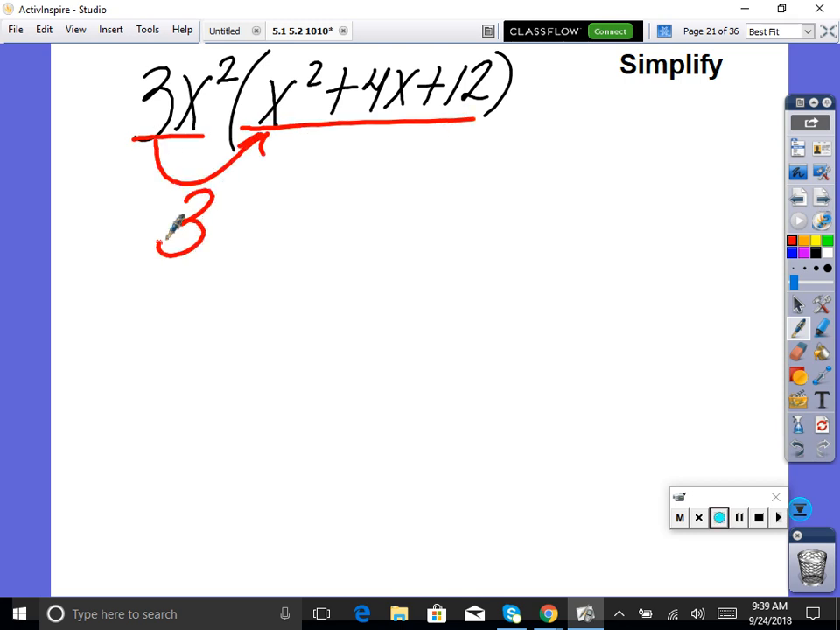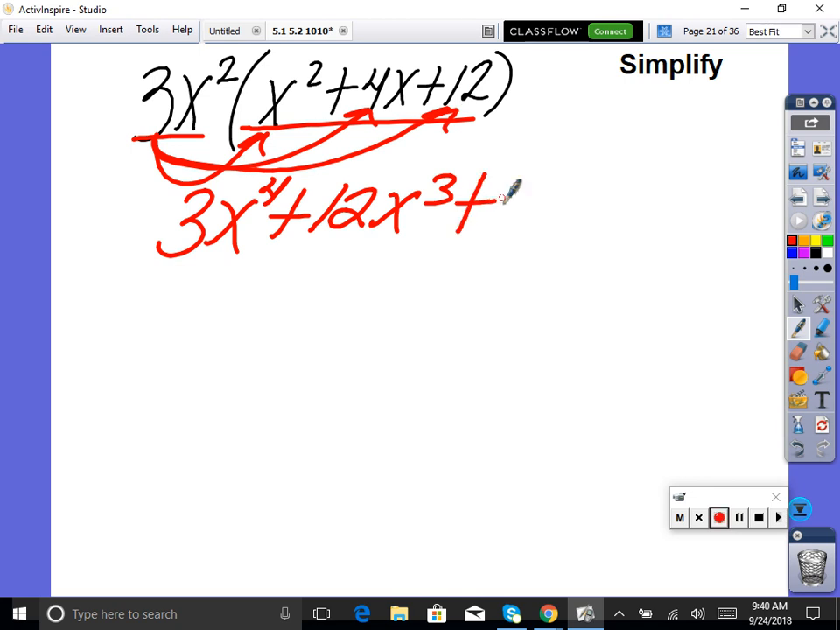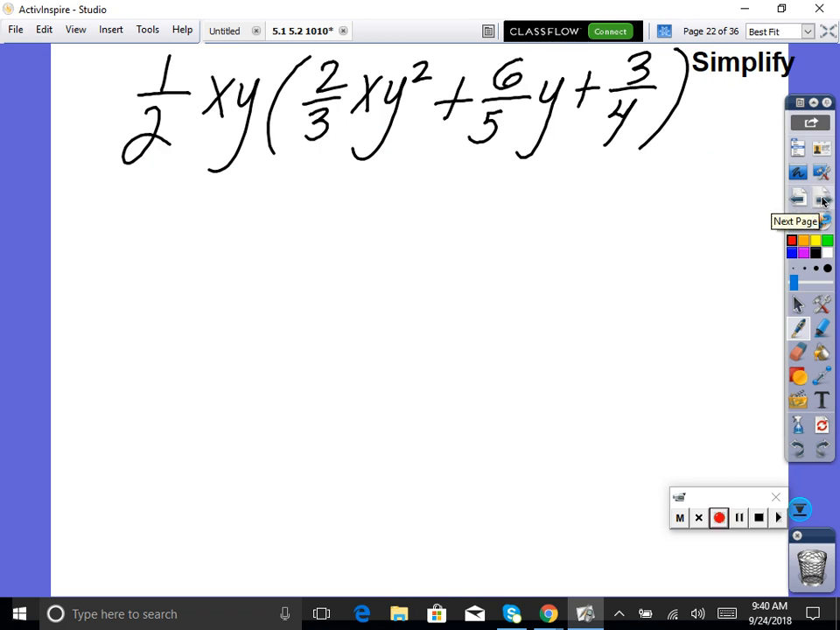3x times x squared is 3x to the 4th. 3x squared times positive 4x is positive 12x cubed. 3x squared times positive 12x is plus 36x squared, right? Yeah. Easy stuff. Okay, don't let fractions throw you off. I would watch this one.